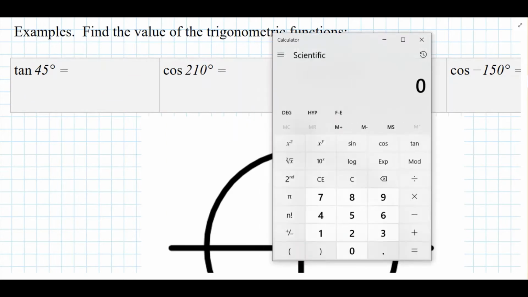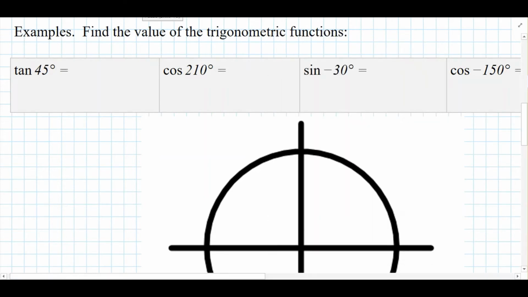If we were to use a calculator to evaluate tangent of 45 degrees, we get an answer of 1. The ratio of y divided by x, which would be two sides that measure the same length, is equal to 1.